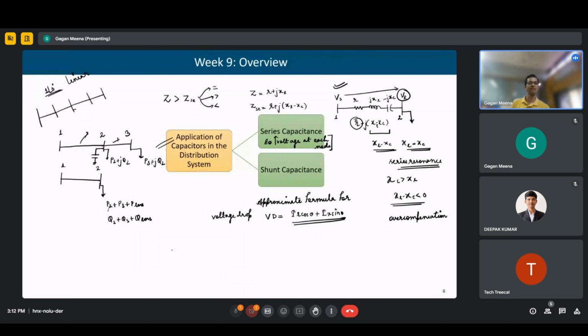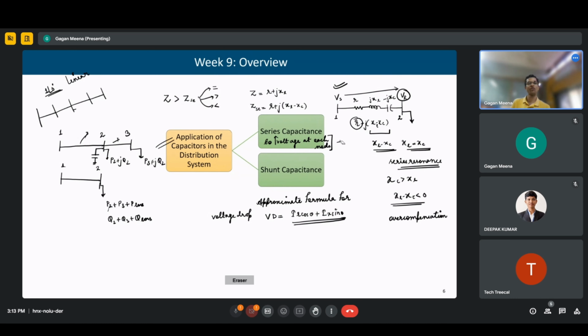So what will happen? If voltage increases at that bus, then since power losses are inversely proportional to voltage square, if voltage increases, power loss reduces. So this is a secondary effect. But the main thing that will happen is it will increase the voltage at that bus, and because of that, power losses also reduce in the branches. And so this is for series.